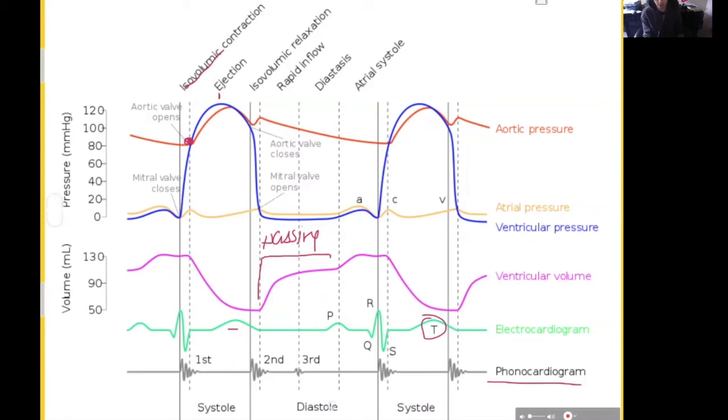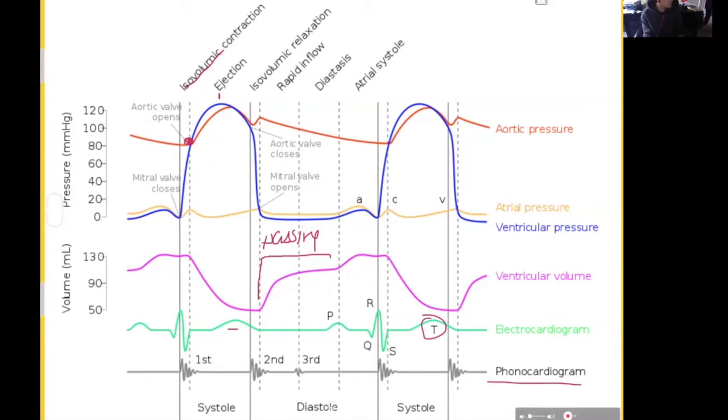Anyway, so moving on, then we see the V wave. And this right here, you can see the peak of that wave is coinciding with our isovolumetric relaxation. At this isovolumetric relaxation, our mitral valve is closed, our tricuspid valve is closed, and our pulmonic and aortic valves have also closed.